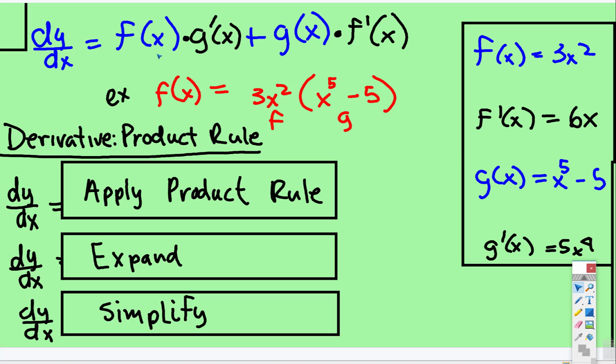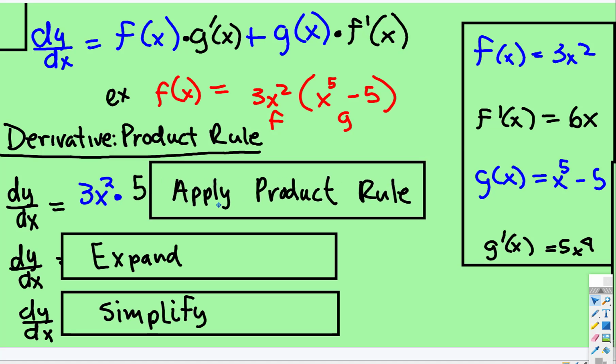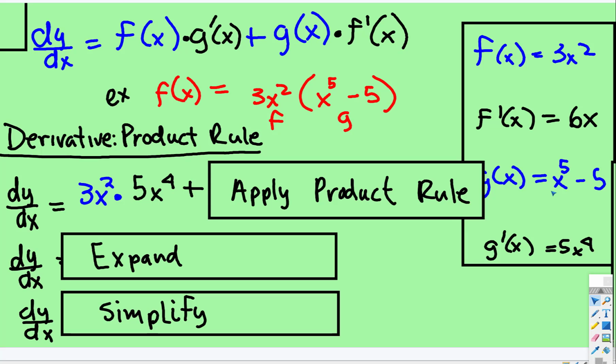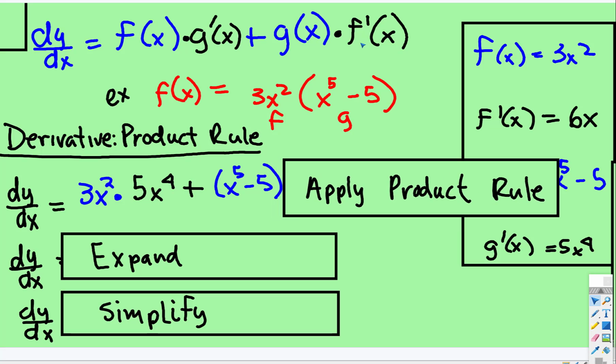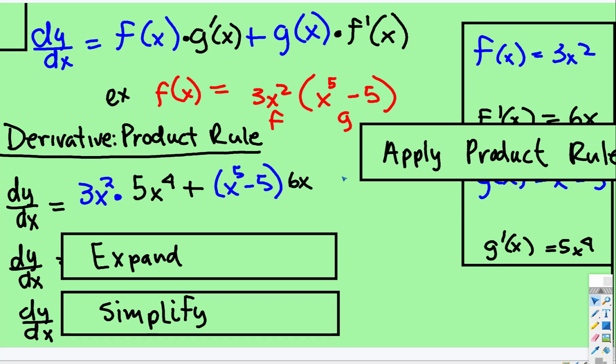So the first part says f of x. So we're going to take 3x squared, and we're going to multiply it by the derivative of g. Well, here's the derivative of g, 5x to the fourth. Okay, then we're going to add the original g, this expression, x to the fifth subtract 5. Multiply that by the derivative of f, which is 6x. And now you can just use your algebra skills. Multiply these two things together, 3 times 5, and then x squared times x to the fourth, and then multiply those by doing the distributive.